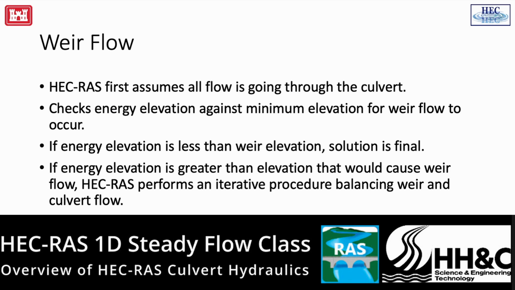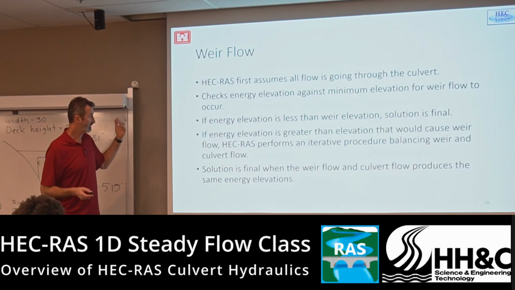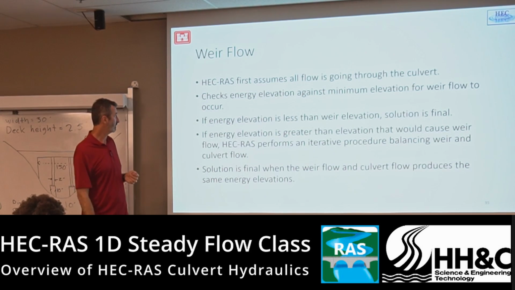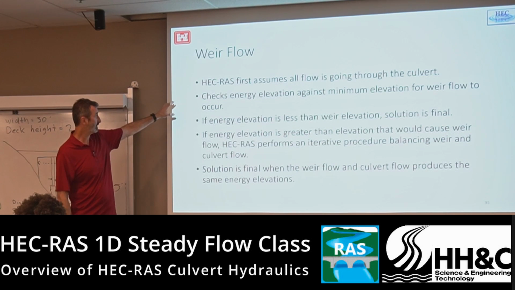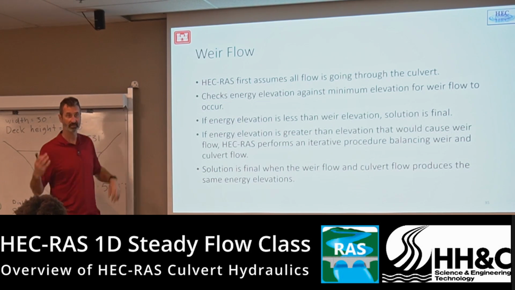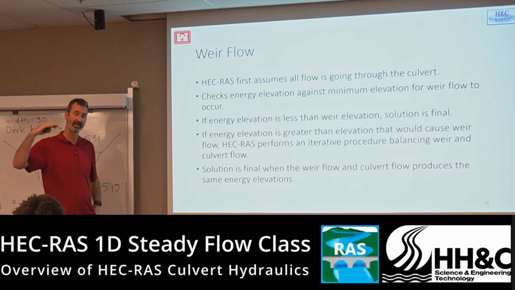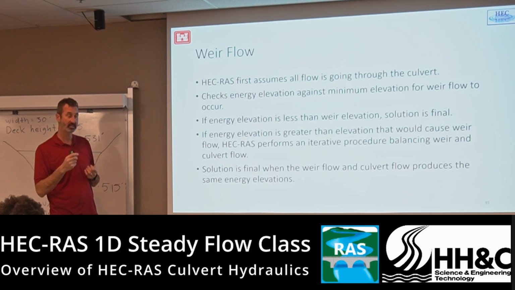Okay, so what happens when it gets high enough that it starts going over the weir, over the top of the roadway? Well, then we start computing weir calculations, and the methodology is we first try to put everything through the culvert opening. We look to see what headwater we get and go to the deck and ask, is that below? If it's below, we're done. If it's above, then some water might be going over. You start balancing water going over versus water going through to get an upstream energy that matches. The same thing we do with bridges.